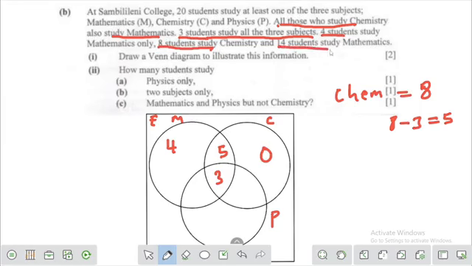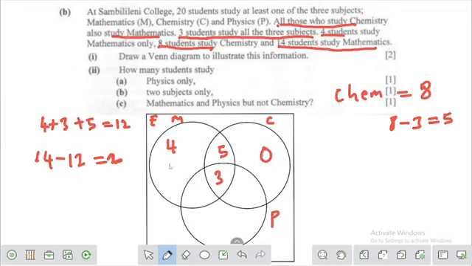They said the total number of students who study mathematics is 14. So this is the total number of students for mathematics. This entire circle right here is for mathematics. So when we add 4 plus 3 plus 5, this will give us a 12. Now they are saying the number of students who study maths is 14. So you get 14, take away 12. We are going to remain with a 2.